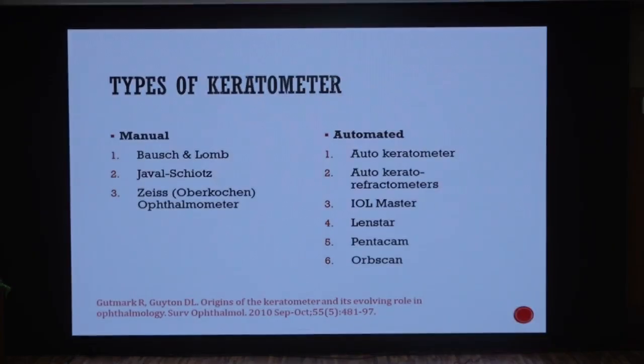Coming on to the types of keratometers, we have manual and automated varieties. Manual ones available are Bausch and Lomb, Javal Schiotz, and by Zeiss. Automated can be a separate autokeratometer, or a part of a refractometer called an autokeratorefractometer, or keratometry can be obtained from the automated keratometers incorporated in your biometry machine, like your IOL Master and LenStar. Also, you can have keratometry readings from corneal topography systems like your Pentacam and OPD-Scan.